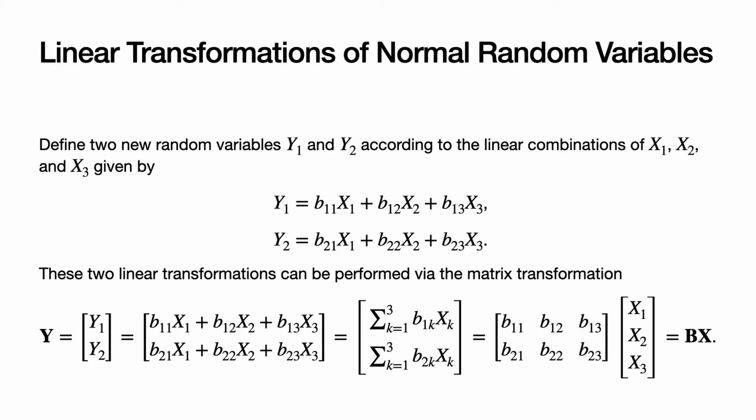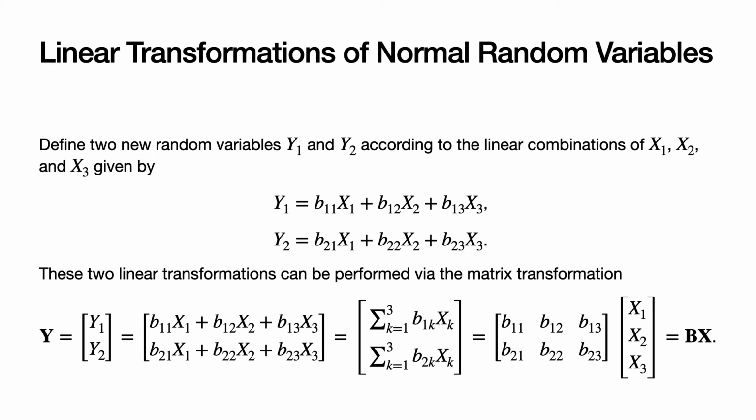y2 is equal to b21 times x1 plus b22 times x2 plus b23 times x3. These two linear transformations can be performed via the matrix transformation shown here. So the 2 by 1 vector of y variables, which we're calling bold y, has the entries y1 and y2, the two random variables. And then we see that that is equal to the 2 by 1 vector containing the expressions on the right-hand side of those two equations in that matrix that we see here.